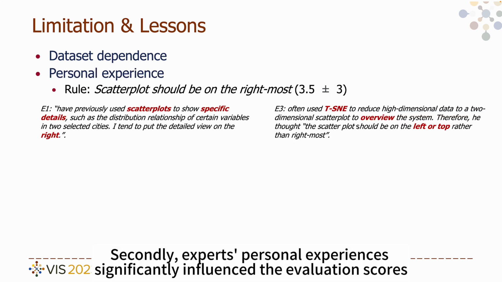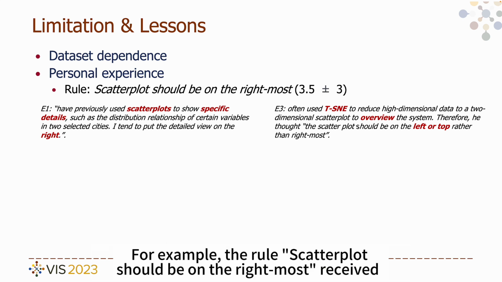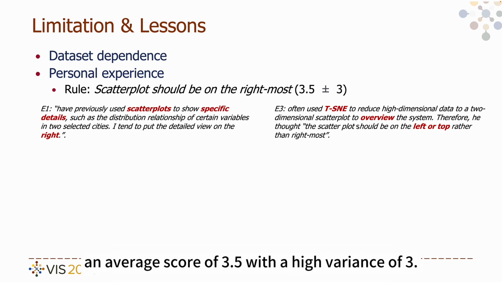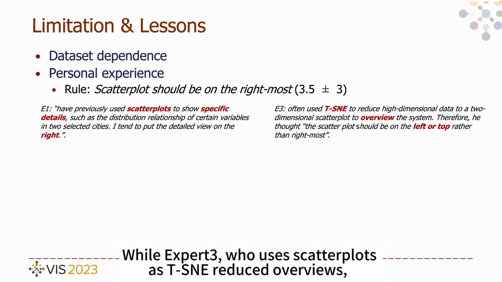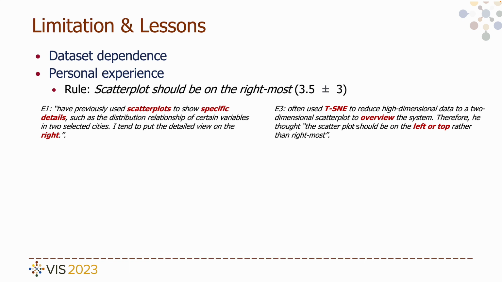Secondly, experts' personal experiences significantly influenced the evaluation scores. For example, the rule, scatterplot should be on the rightmost, received an average score of 3.5 with a high variance of 3. Expert 1 uses scatterplots to show specific details and agreed with the rule. While Expert 3, who uses scatterplots as TSNE reduced overviews, prefers them to be on the top or left.